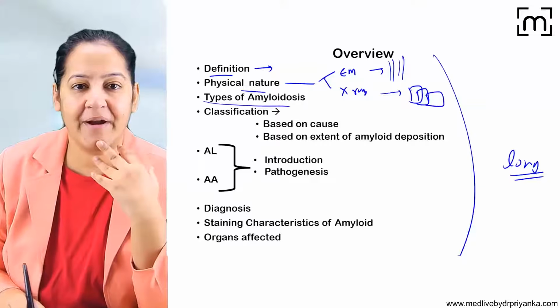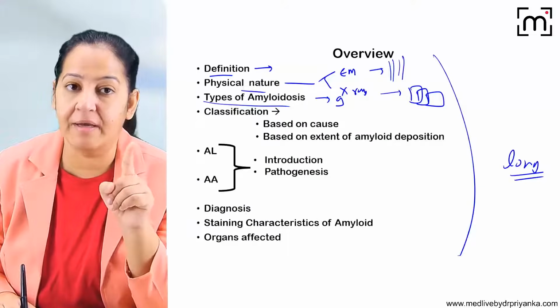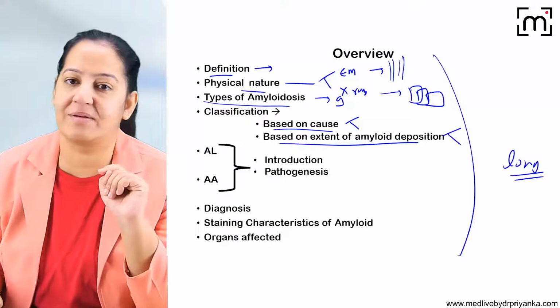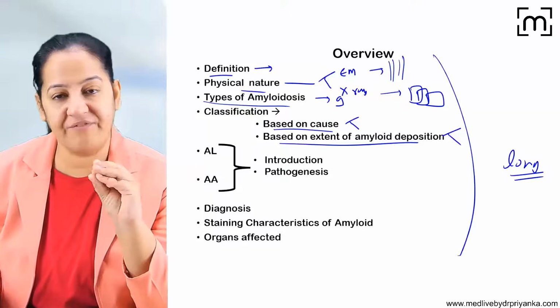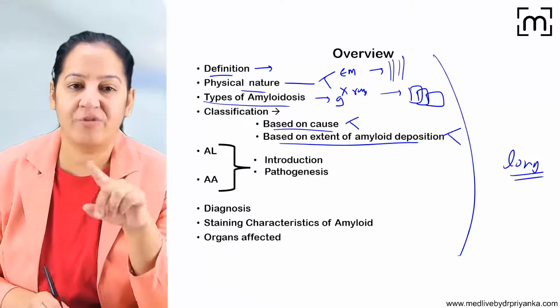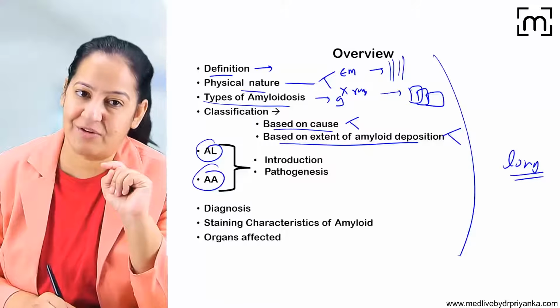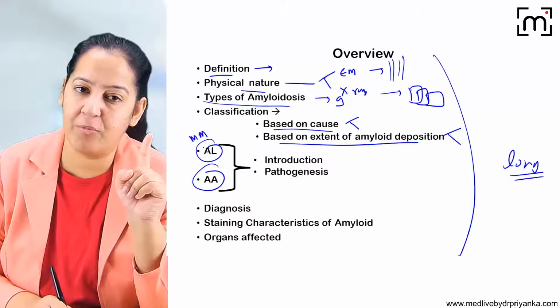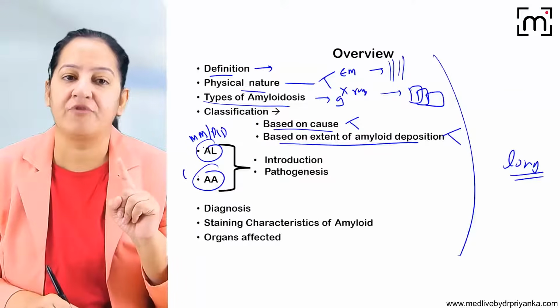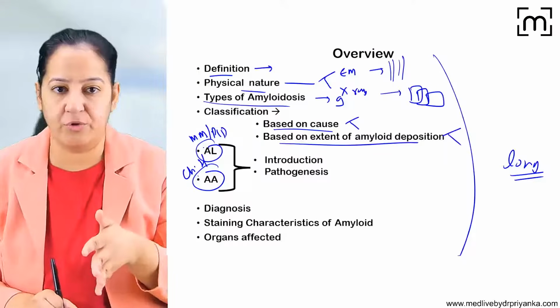Types of amyloid, I told you the 9 types. Enumerate all 9. Now, classification based on the cause: it is primary and secondary. Based on the extent, it is localized and systemic. 5 of them are localized and 4 of them are systemic. Total 9. Now, I told you the pathogenesis of AL and the pathogenesis of AA. For AL, start the story from multiple myeloma or plasma cell dyscrasia and continue the flowchart. For AA, start the story from chronic inflammatory disorder and continue the flowchart.